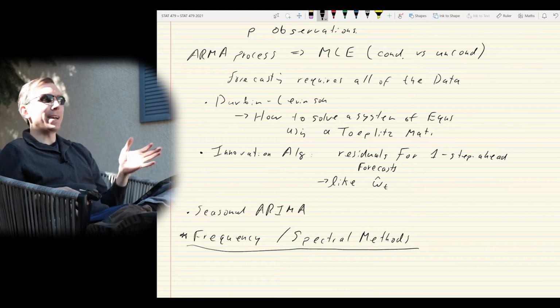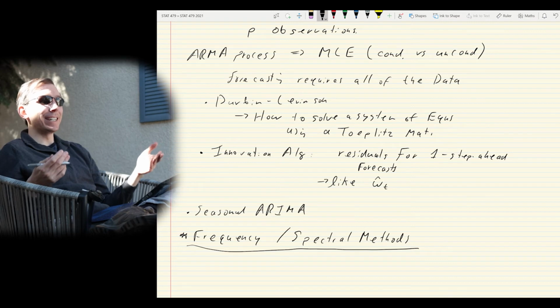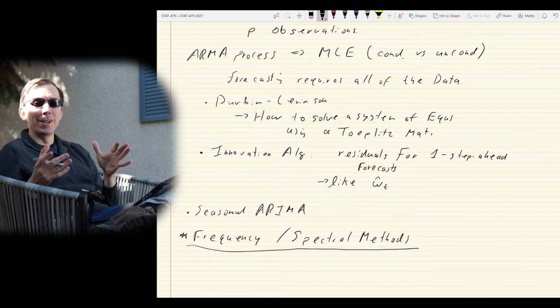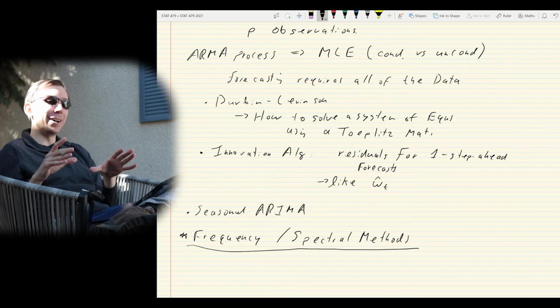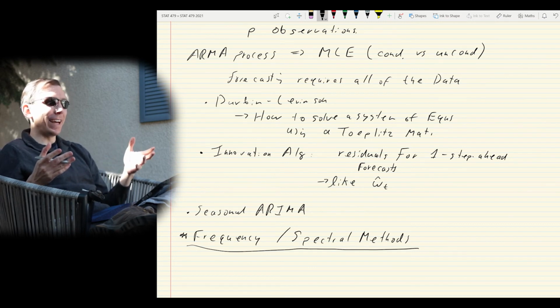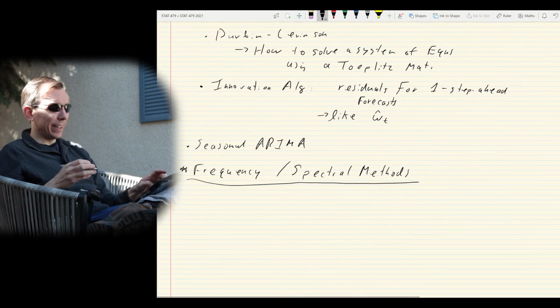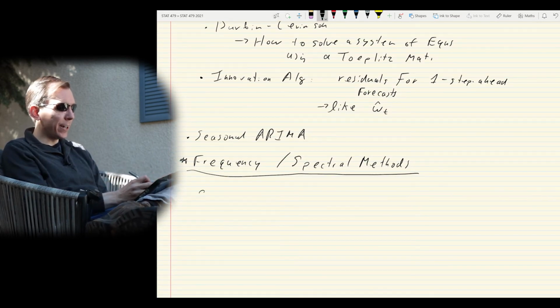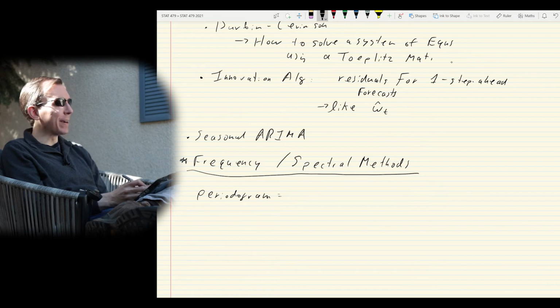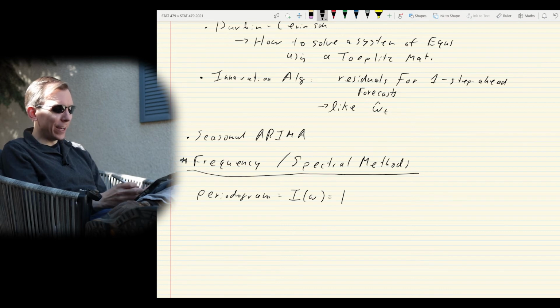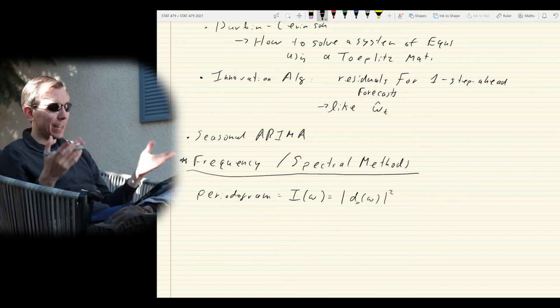So in the frequency domain now, the idea being that we can do a lot of the same things we were trying to do before, but we can do them from the perspective of frequencies rather than from time. And the main thing that we looked at throughout this is the periodogram. Remember, the periodogram is the squared, I forget my notation now, it was something like I of omega, and this is the squared magnitude of the discrete Fourier transform applied to our time series.